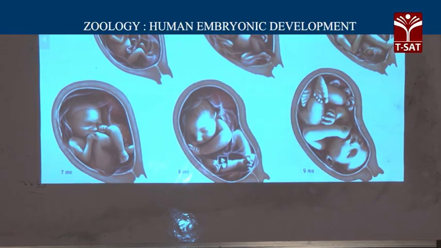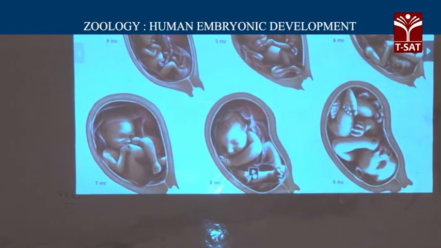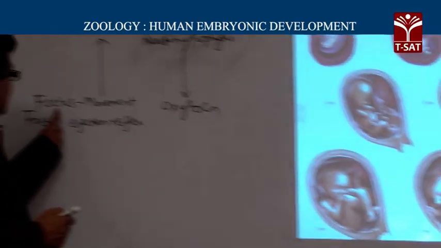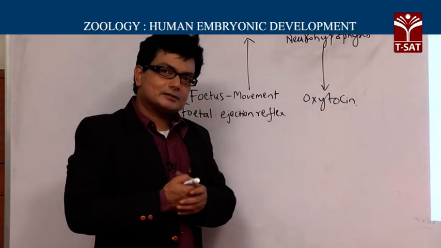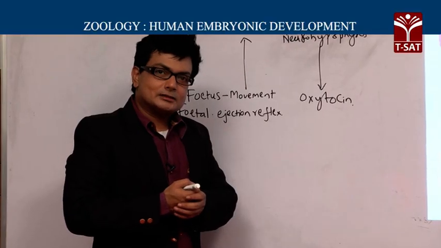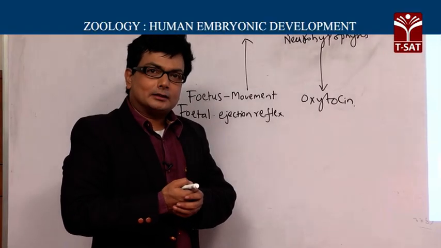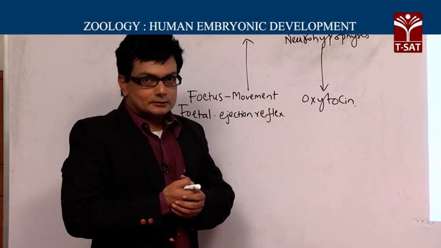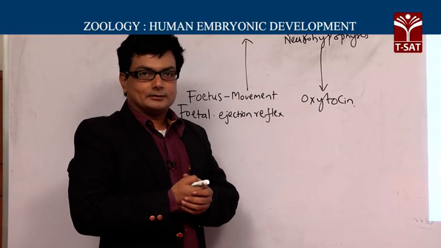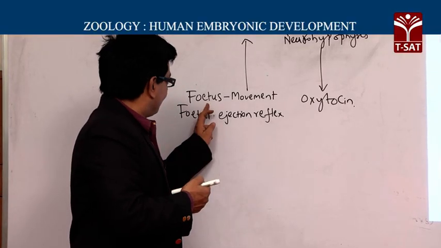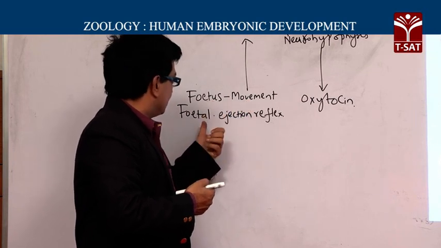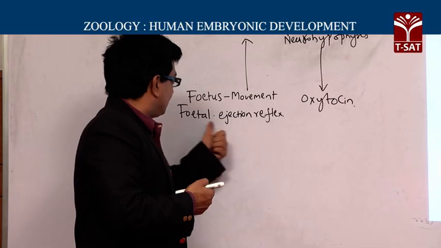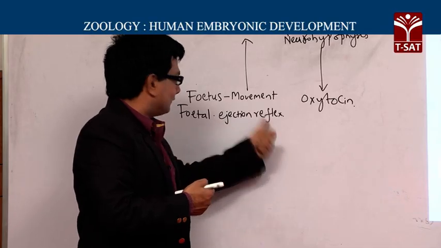How does this happen? It all starts with movement of the fetus. A fully grown fetus together with the placenta will initiate this total event. A fully grown fetus and the placenta, there is a movement in the fetus resulting in the fetal ejection reflex.